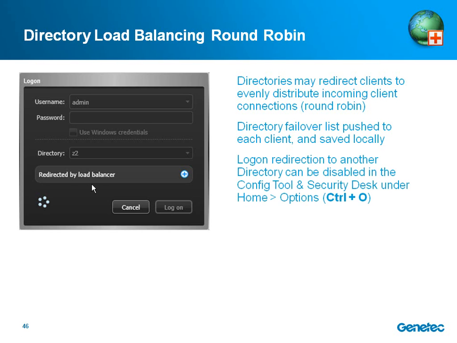We can locally manage this redirection on the client applications and force them to connect to only one directory and not get redirected as well. This can be found in the options section from the home menu of the client applications. So if you have your client on a remote LAN, for instance, you may not want them to be redirected to another directory, which may eat up more bandwidth.